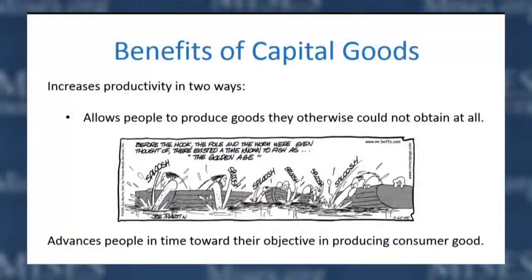So increasing the production of goods we can produce without a capital good is one way that capital goods increase our production. A second way is it allows people to produce goods that they otherwise could not obtain at all. Some goods cannot be produced at all without the use of capital goods. Here we have actually a very rare photo of a primitive man. They used to have a fishing contest, it turns out, centuries, eons ago.